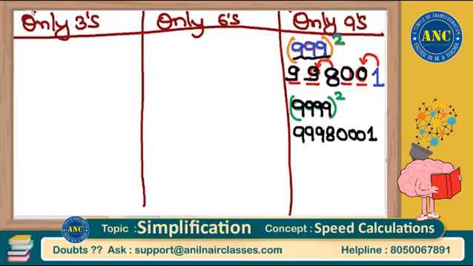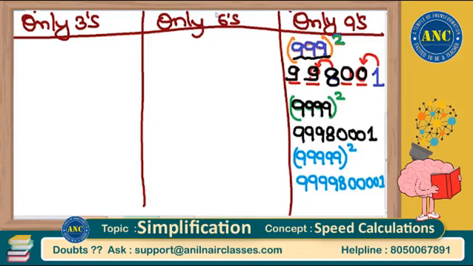I believe the concept is very clear. Suppose, tell me the answer for 9 written 5 times whole square, 99999 whole square. The question consists of 5 9s, so the answer will have 4 9s followed by 8, 4 zeros followed by 1. I believe the idea is very clear.